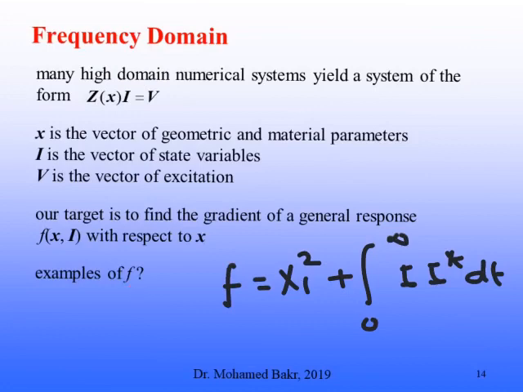This function F can have many meanings in different applications. For example, in high frequency applications, that could be the input impedance. It could be the S parameters. Low frequency applications could be the torque variables. A photonics application could be reflectivity, transmission, and so on. So in different disciplines, it has different meanings. But just keep in mind that F can have both explicit dependence on the parameters and implicit dependence through the vector of responses I. Extremely important to remember that.